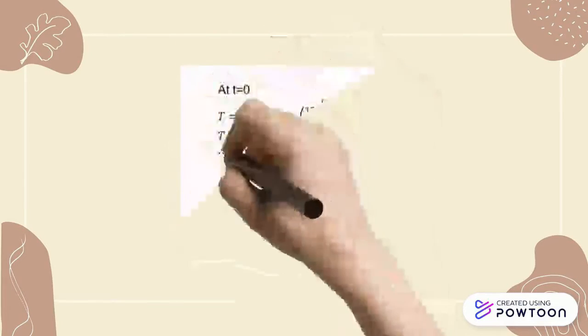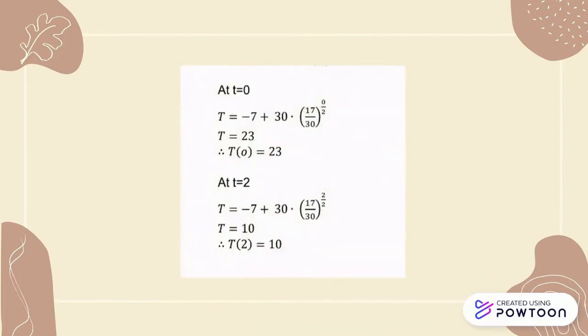The solution is correct. At t equal to 0, we got T0 equal to 23, and at t equal to 2, we got T2 equal to 10.